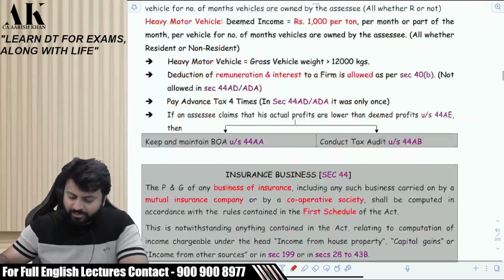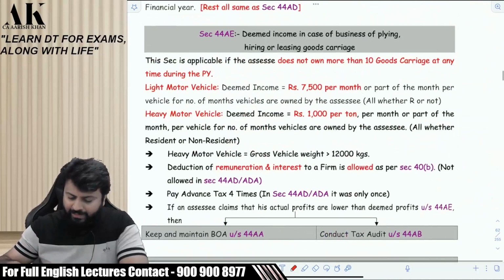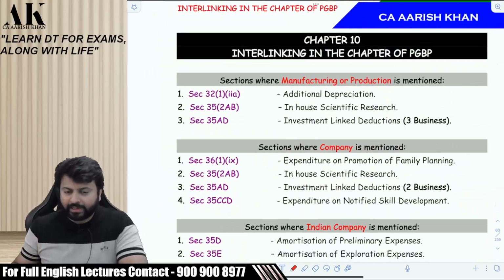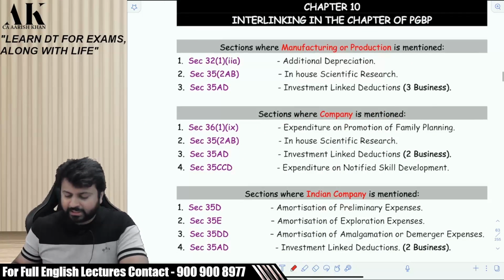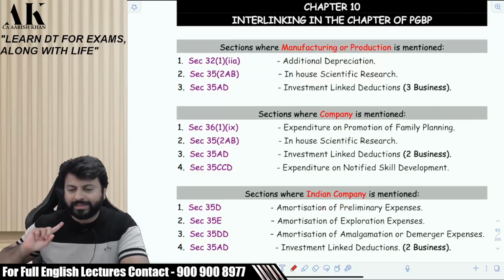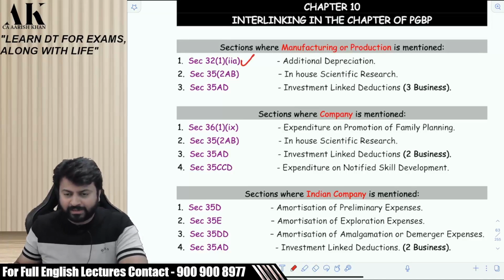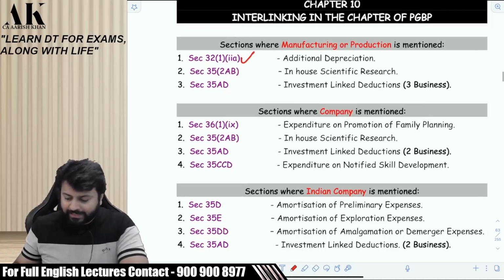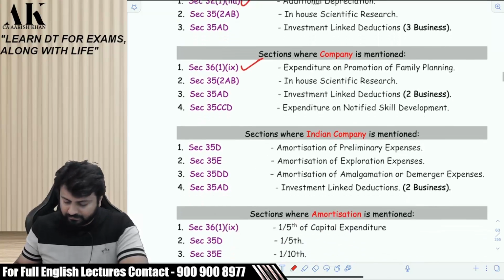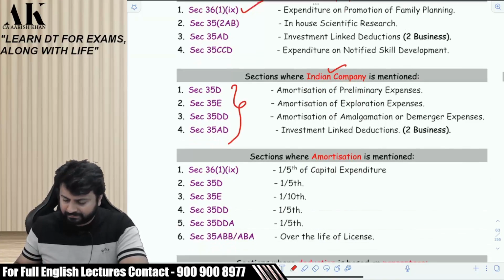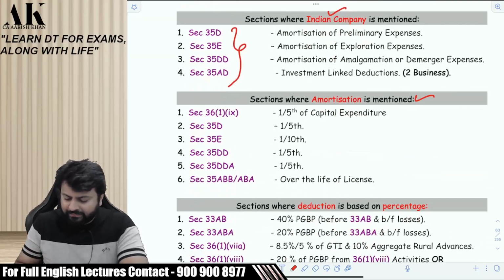Whatever efforts a student should make, I have not left any compromise in that. I made this interlinking of the entire business and profession chapter. Sections where manufacturing or production will come in the entire chapter: one section we know, that is additional depreciation, right? Sections where company is mentioned: one section we know, that is the current one, right? Now sections where Indian company will come, we have not done any of them so far. Sections where amortization will come, the first section we'll read now.